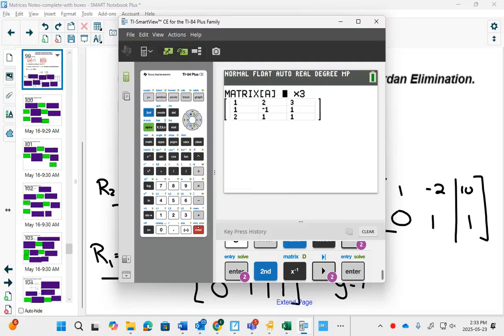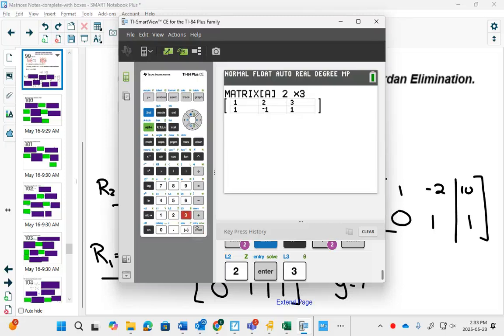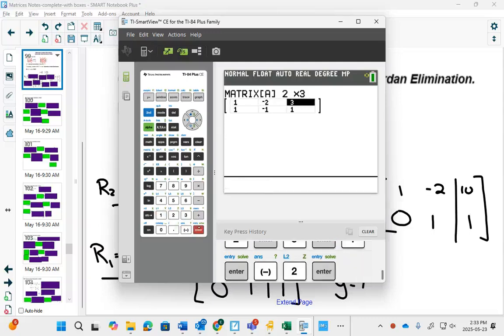I'm going to make this 2 rows, 3 columns, and write this one in here. Let's see. 1, negative 2, 10. And 1, 4, 16. I've got it in there.